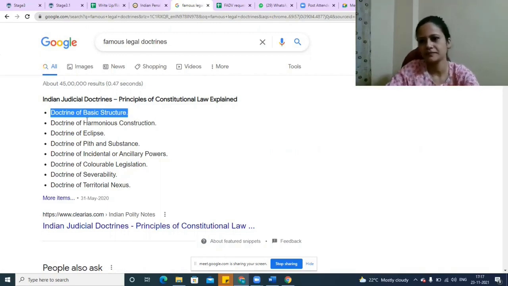So what is that? I think the basic structure like sovereign, secular, I think this is it. Yes. So what about that? We know what is basic structure, but after knowing, what is it all about? Where is this doctrine applicable basically? Don't know. It is applicable in case of amendments.